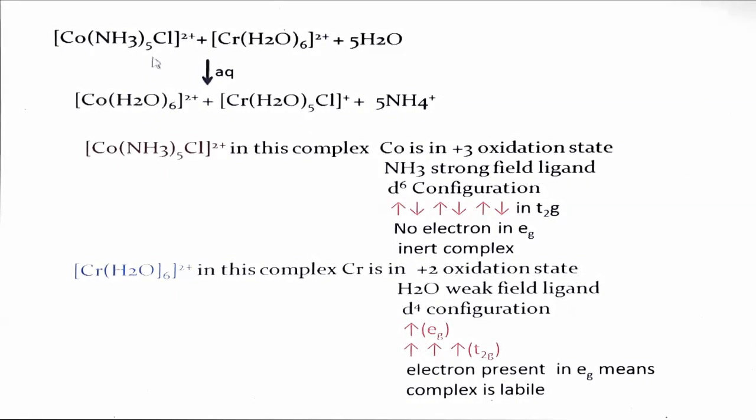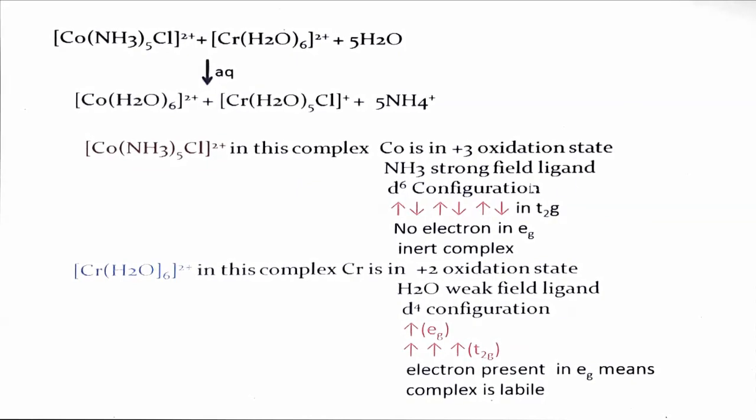So what exactly is happening? We have to see whether these two reactants follow the conditions for inner sphere electron transfer reactions or not. We will start with this complex. Here I have written the complex. In this complex, cobalt is in the +3 oxidation state. Here you can see the charge +2 is written, and the 1+ is cancelled by Cl because Cl is -1. So the oxidation state of cobalt is +3.